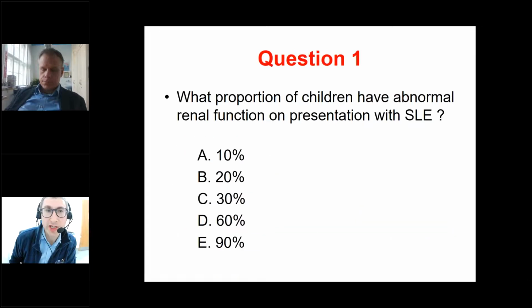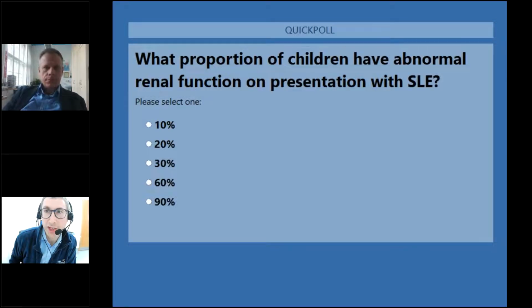So the first question is what proportion of children have abnormal renal function on presentation with systemic lupus erythematosus? So what proportion of children and young people have an elevated plasma creatinine when they initially present?